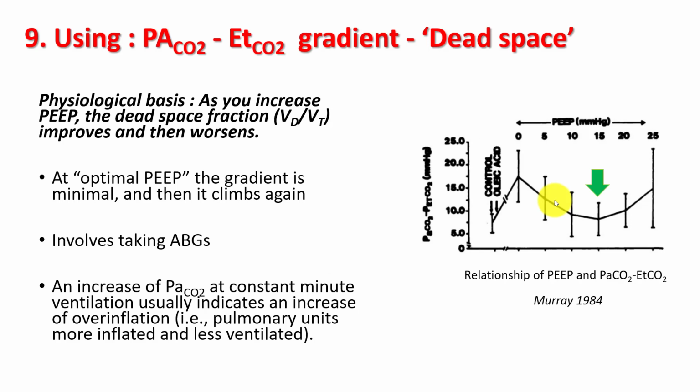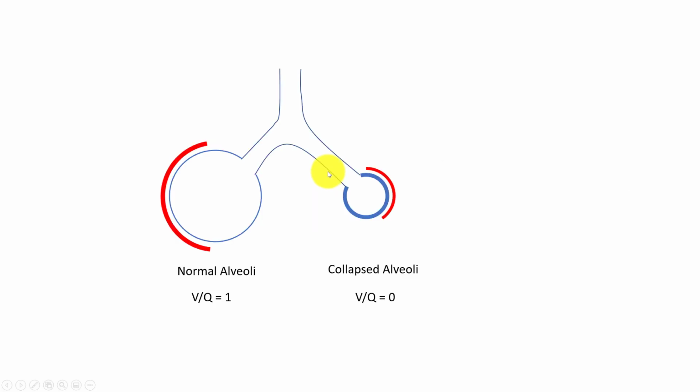The other method you can use is figuring out the proportion of dead space, or VD by VT. We can calculate this dead space by looking at the PaCO2 minus end-tidal CO2. And as you increase the PEEP, the dead space fraction initially improves and then worsens as you overinflate. So for example, we have 2 alveoli, one a normal alveoli with VQ of 1 and the other with VQ of 0, which is a shunt.